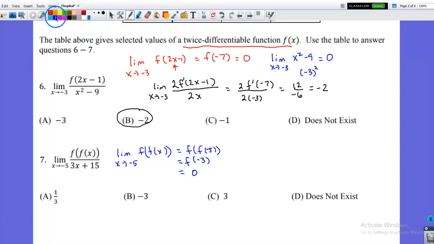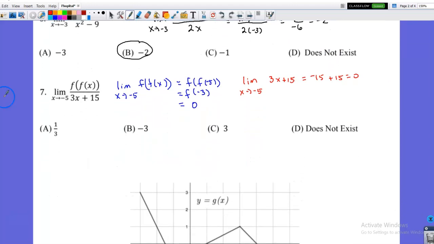Denominator, find the limit as x goes to -5. Denominator is 3x plus 15. Substituting in -5 gives me -15 plus 15, which is 0. Now we'll go to L'Hopital's rule. Be careful with your chain rule when you're doing the derivative here. So we have limit as x goes to -5.